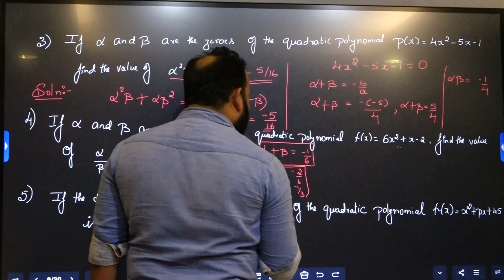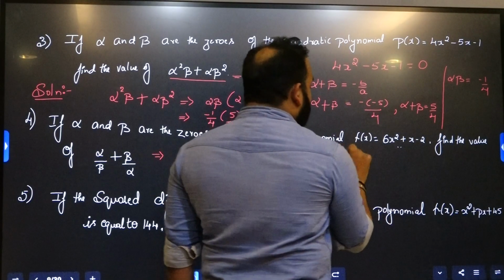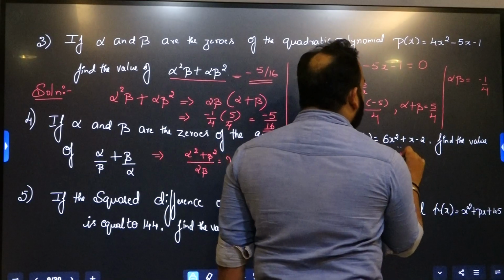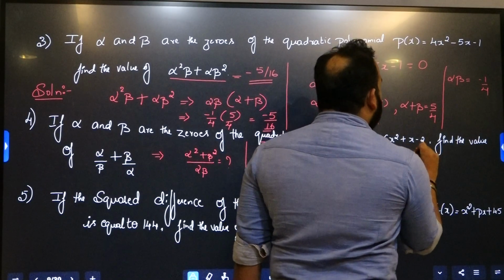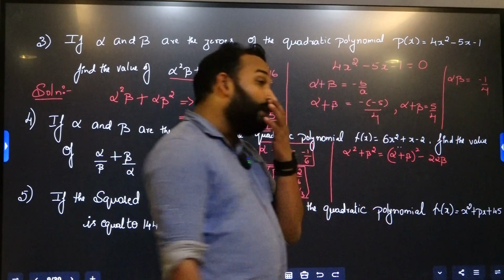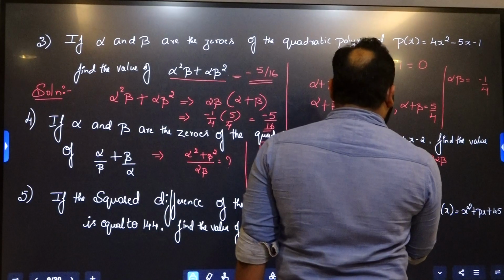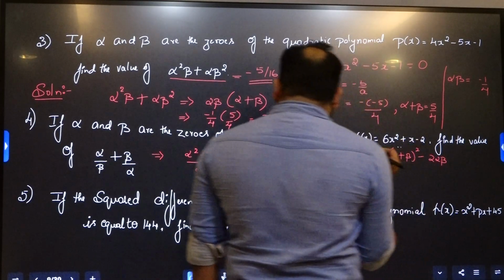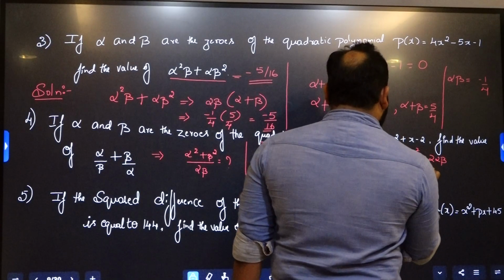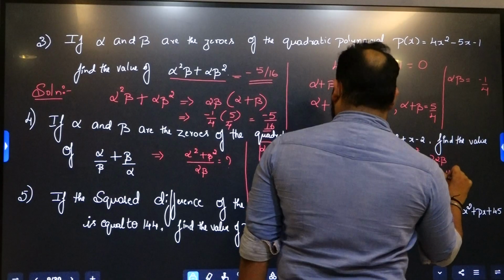Now let us try to solve this, children. Look at this carefully. You know that from the identities, alpha square plus beta square is nothing but alpha plus beta the whole square minus 2 alpha beta. Identity, children. Yes, a plus b the whole square minus 2ab is nothing but a square plus b square. So let's substitute here. We have all the values. Let's find out the value of alpha square plus beta square. It's minus 1 by 6 the whole square minus 2 times minus 1 by 3.